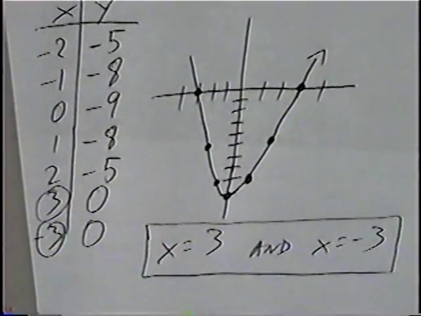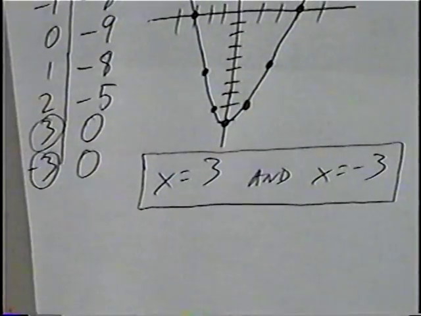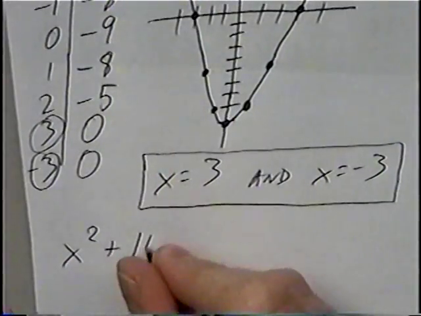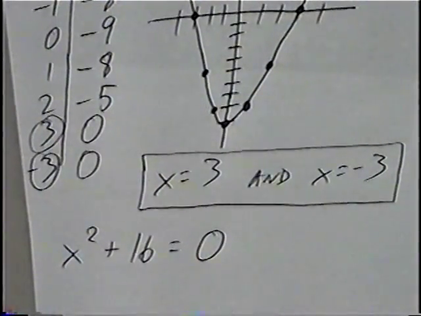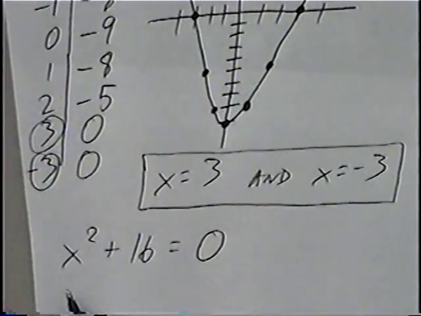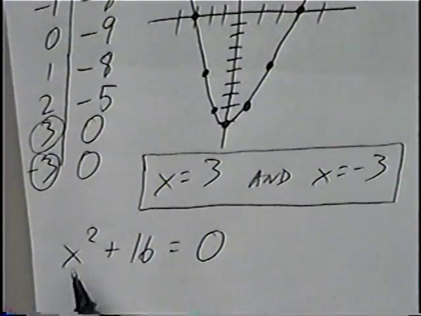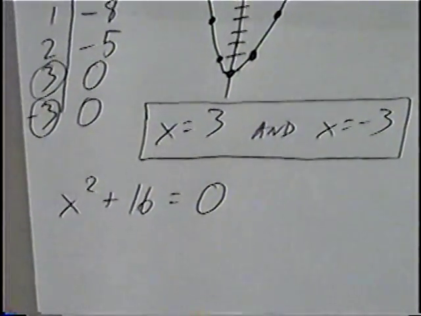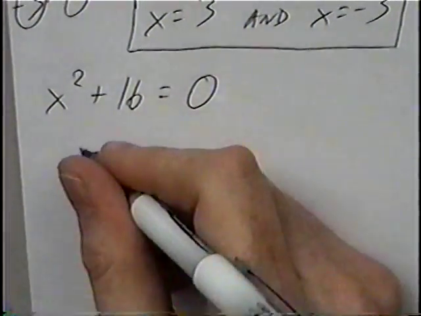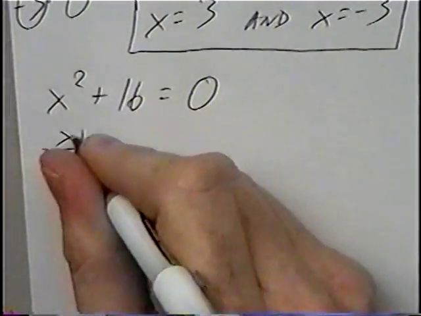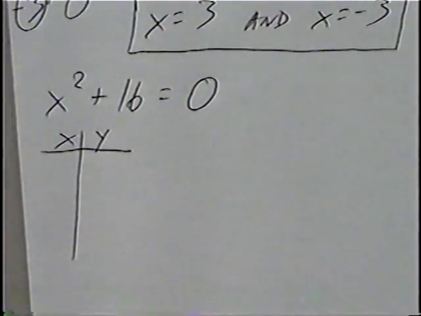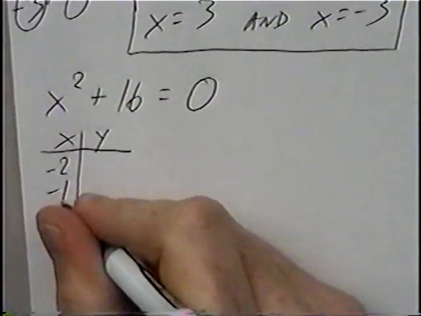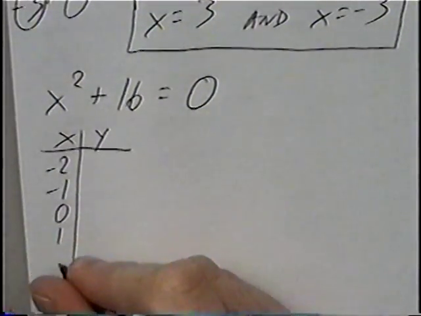And last question for the section. The next equation and final equation is x squared plus 16 equals 0. Again, solving this equation, we want to find out the x values that when we square x, add 16 when they're equal to 0. Solve this by graphing again. We can use a t-table. The t-table again, we can use the same numbers that we've been using before, which again are negative 2, negative 1, 0, 1, and 2.